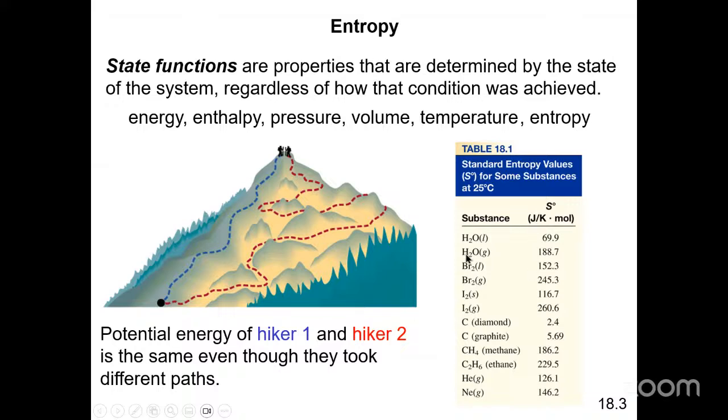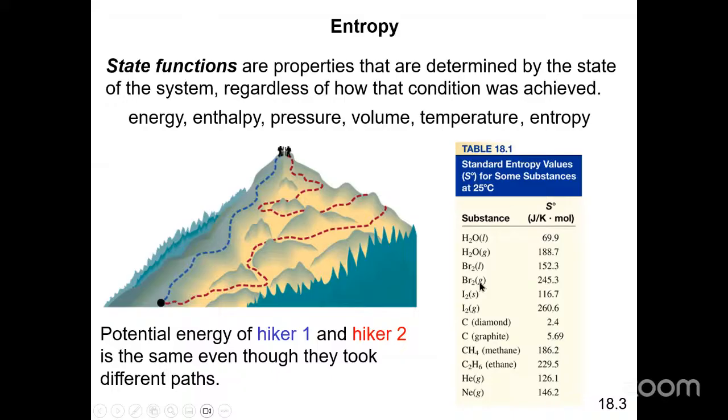So the value for H2O gas is 188.7. The value for H2O liquid is 69.9. So you see there clearly that the gaseous state will have a greater entropy value associated with it compared to the liquid state. We can see that when you compare bromine gas and liquid, iodine gas and solid, and so on and so forth, all right?